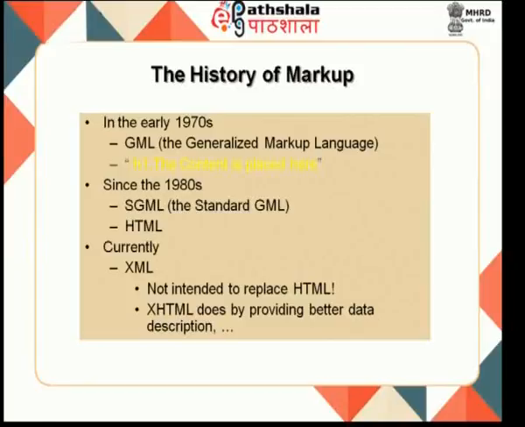So, we need to have markup languages. Web pages are created as a simple text file, but once it is created, the presentation style is given by the markup languages. In the early 90s we had a language called generalized markup language. In simple terms it has tags like this, but since the 1980s there was the Standard Generalized Markup Language, SGML, but it was too complex and was used only by publishers and government.